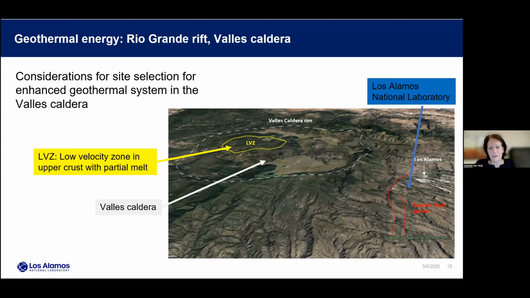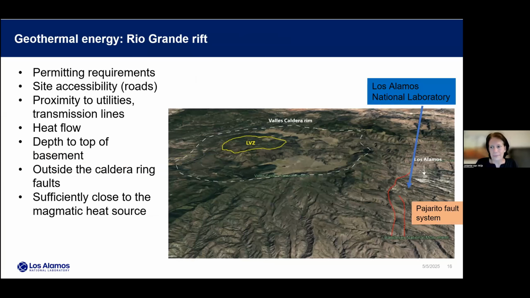So looking at the Valles Caldera in a little bit more detail, you see here in a dashed white line the Valles Caldera rim, and the yellow line here outlines a low seismic wave velocity zone in the upper crust, showing the location of this partially molten magma chamber.